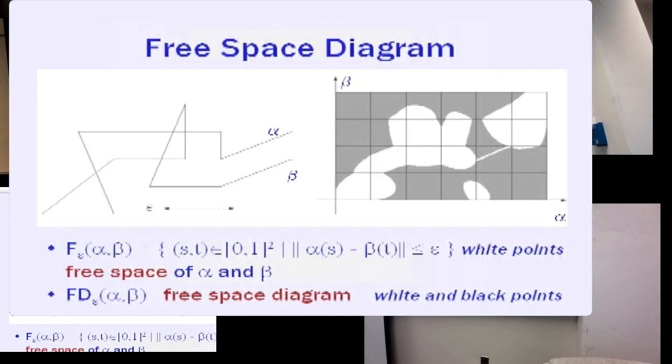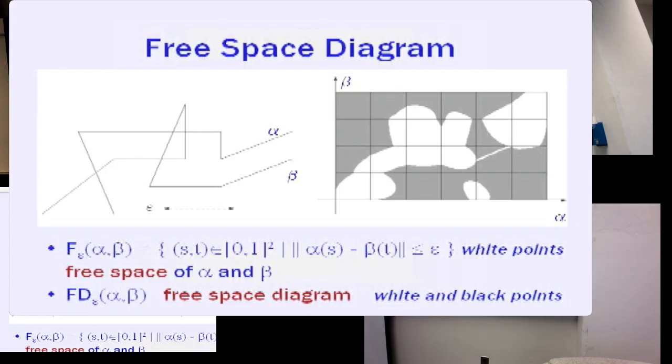Anyhow, given this one target distance, one target size in mind, I will paint every point. Remember, a point here corresponds to one location of the man, one location of the dog, one location on alpha, one location on beta, corresponds to one point over here. If it's white, then the distance is less than 1 meter, my target distance. If it's black, the distance is larger than the 1 meter distance.